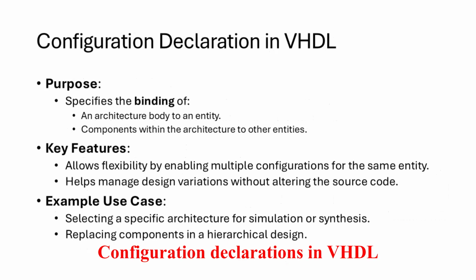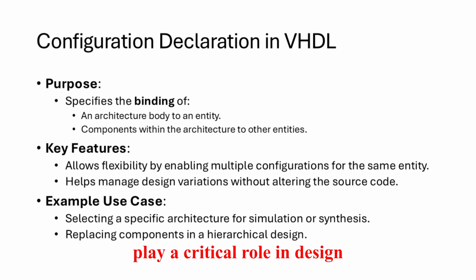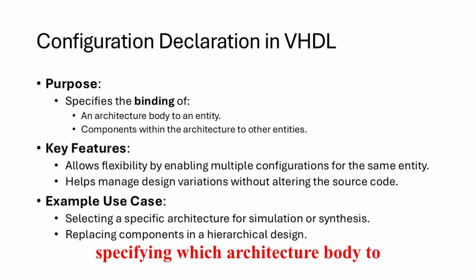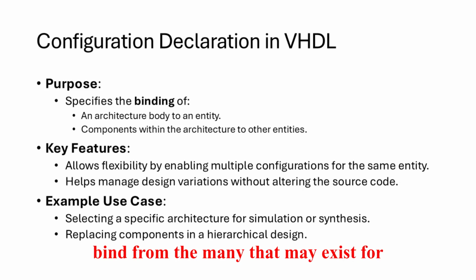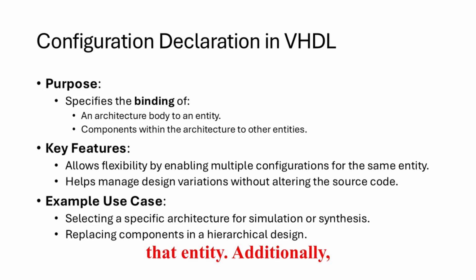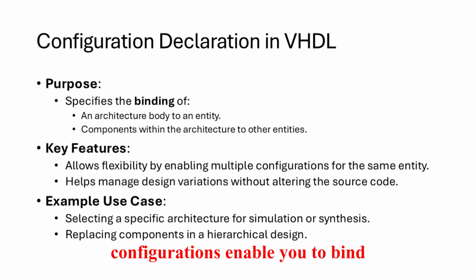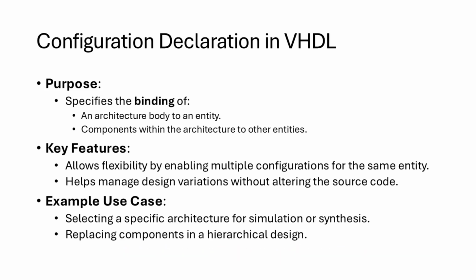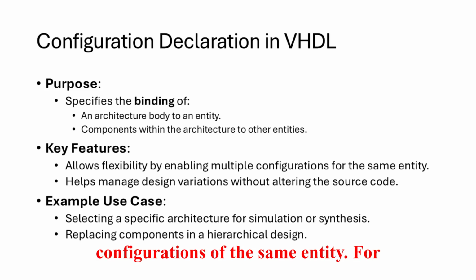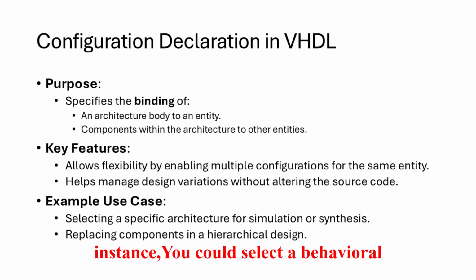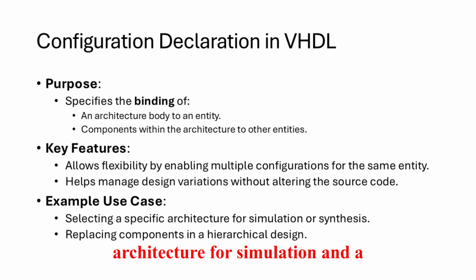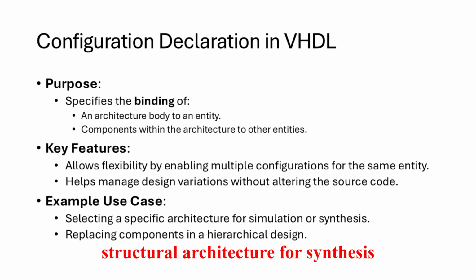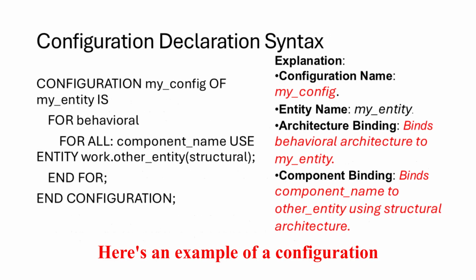Configuration declarations in VHDL play a critical role in design management. They allow you to create configurations for an entity by specifying which architecture body to bind from the many that may exist for that entity. Additionally, configurations enable you to bind components within the selected architecture body to specific entities. This flexibility allows for multiple configurations of the same entity. For instance, you could select a behavioral architecture for simulation and a structural architecture for synthesis without altering the source code. Here's an example of a configuration declaration.